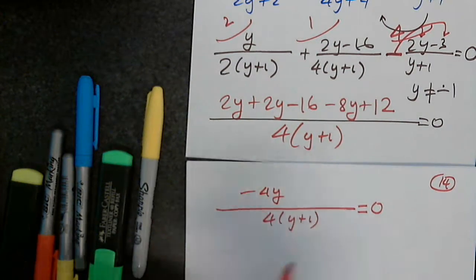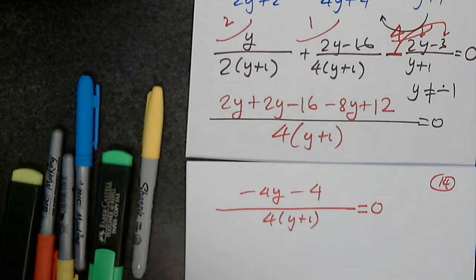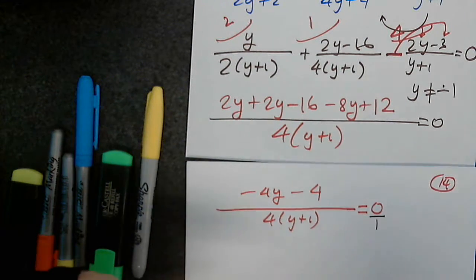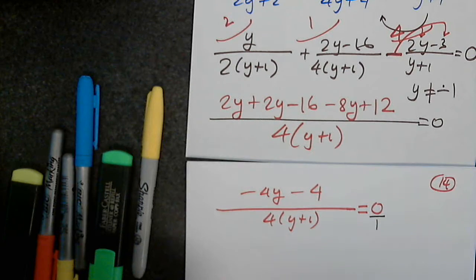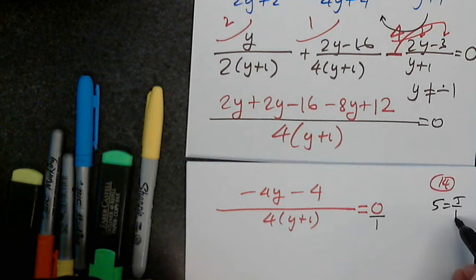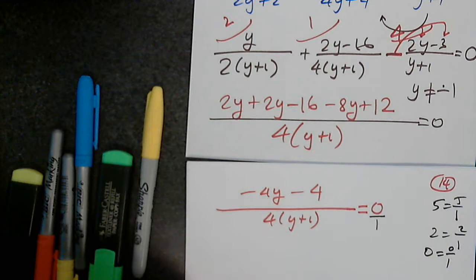Do you all agree with minus 4y minus 4? Here's what I do next. This is the only minor difference from before. You allow me to write 0 over 1. You cannot write 0 over 0. 0 over 0 is not 0. Can I write 5 as 5 over 1? Can I write 2 as 2 over 1? Can I write 0 as 0 over 1? Good. Now this is a proportion.